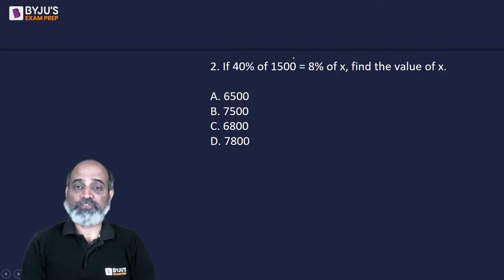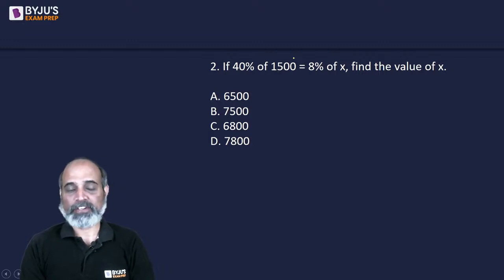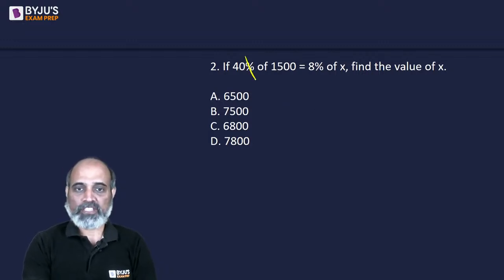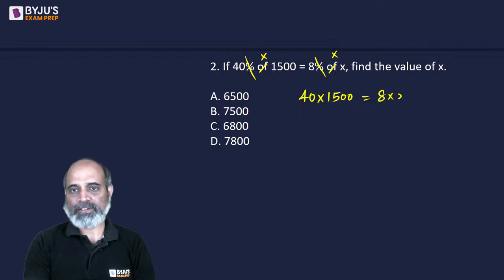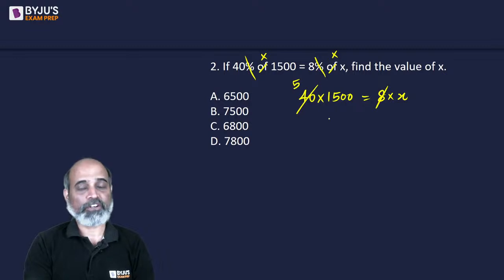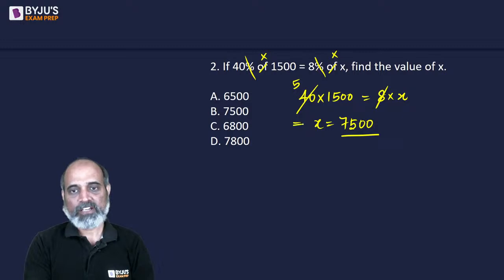Okay. Second question. If 40% of 1500 is equal to 8% of x, find the value of x. So the first step will be to get rid of the percentage symbol. You will be left with 40 into 1500, because "of" actually means multiplication, right? This is equal to 8 into x. We can get rid of 8. 8 5 times is 40. So we will get x as 5 into 1500. 5 into 15 is 75. So 1500 will result in 7500. So this will give us the value of x. Option B.